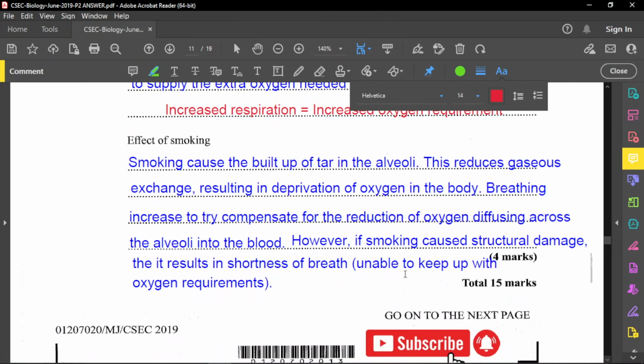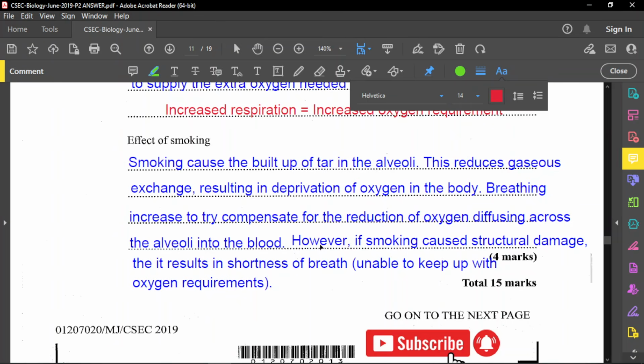All right, effect of smoking, which is a bad thing. This could lead to serious health issues such as cancer, and so on, emphysema. Now, smoking causes the buildup of tar in the alveoli. That's one major thing. The buildup of tar reduces gaseous exchange, resulting in deprivation of oxygen in the body. And so breathing will increase to compensate for this reduction of oxygen diffusing across the alveoli into the blood.